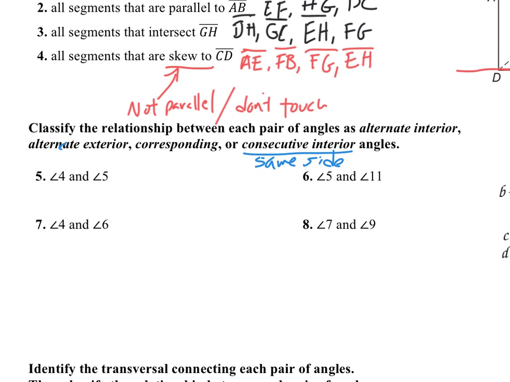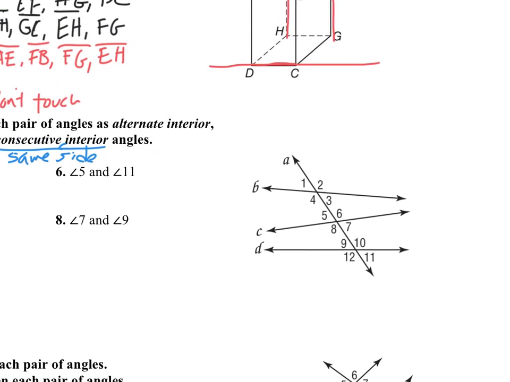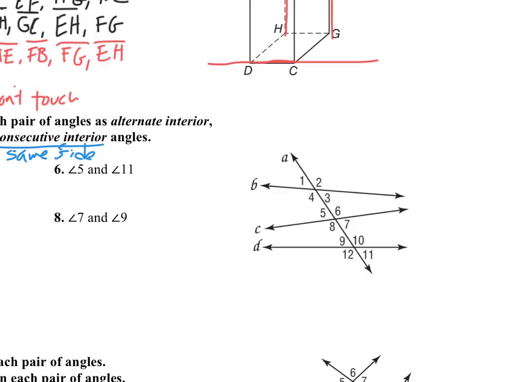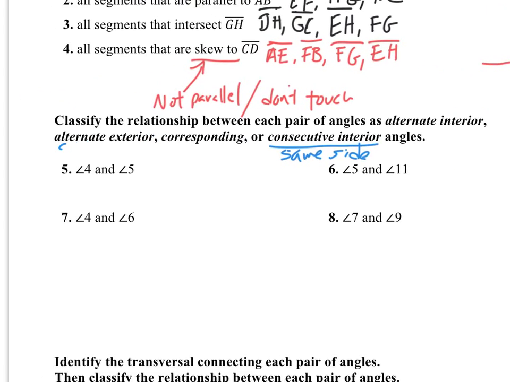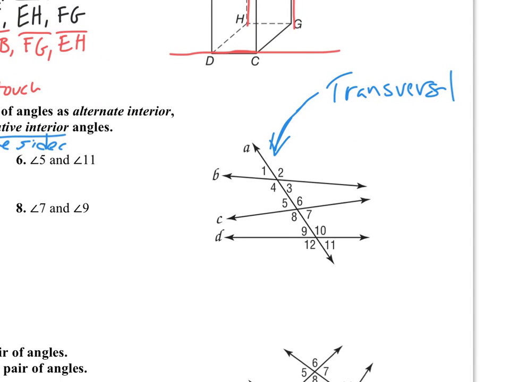All right, so let's take a look. Angle 4 and 5. First of all, this line right here is your transversal. So let's see what we've got here. We wanted angle 4 and angle 5. So here's angle 4, here's angle 5. If this is your transversal, they're on the same side of the transversal, and they're on the inside in between those two lines. So we're going to call them consecutive interior angles.